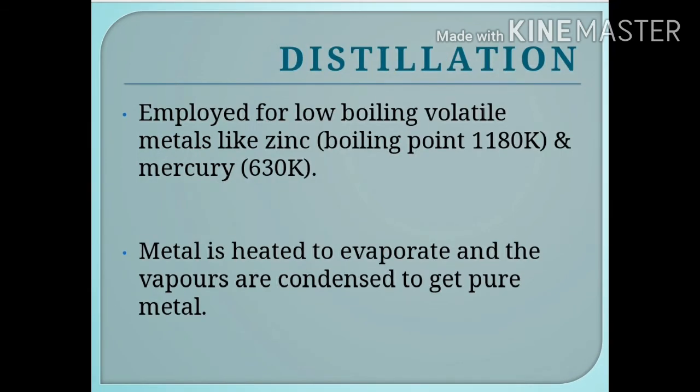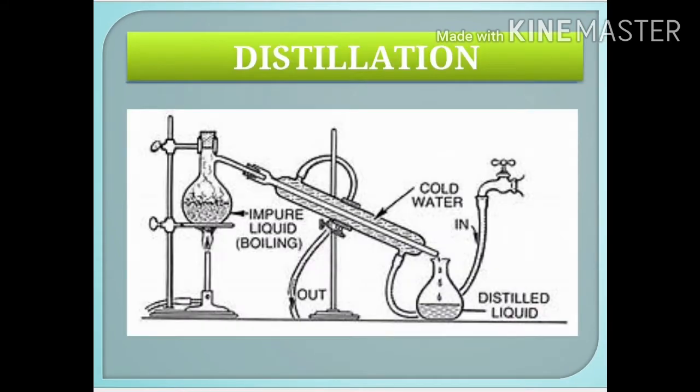The distillation method is employed for low boiling volatile metals. Low boiling volatile metals means those which can easily evaporate. So it is used for low boiling volatile metals like zinc and mercury. The metal is heated to evaporate and the vapors are condensed to get pure metal. We know that evaporation means a liquid material can be changed over to a vapor by means of heating, and then these vapors on condensation or cooling are converted back to the metal. This is what is called distillation.